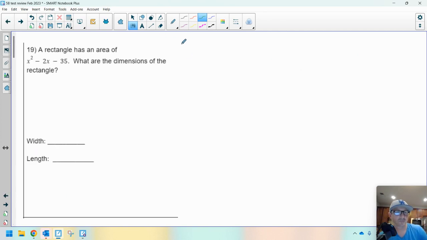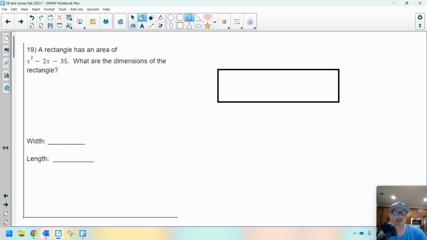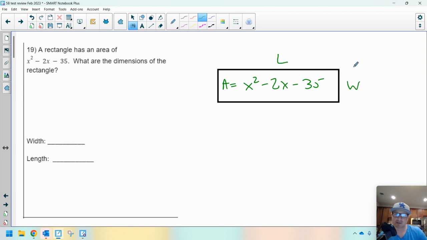Yes. A rectangle has an area. I do like to draw my shapes. I like my shapes. All right. Rectangle has an area equals x squared minus 2x minus 35. What are the dimensions? So they want to know what the length and what the width is.